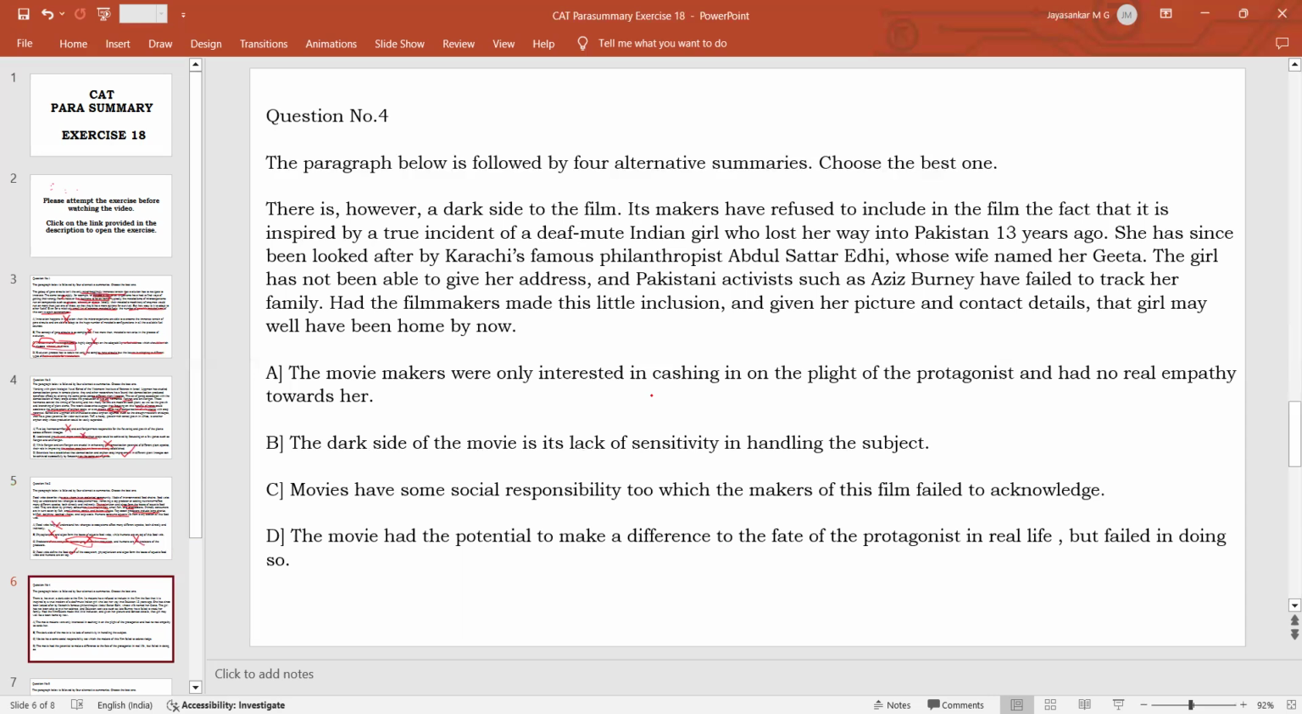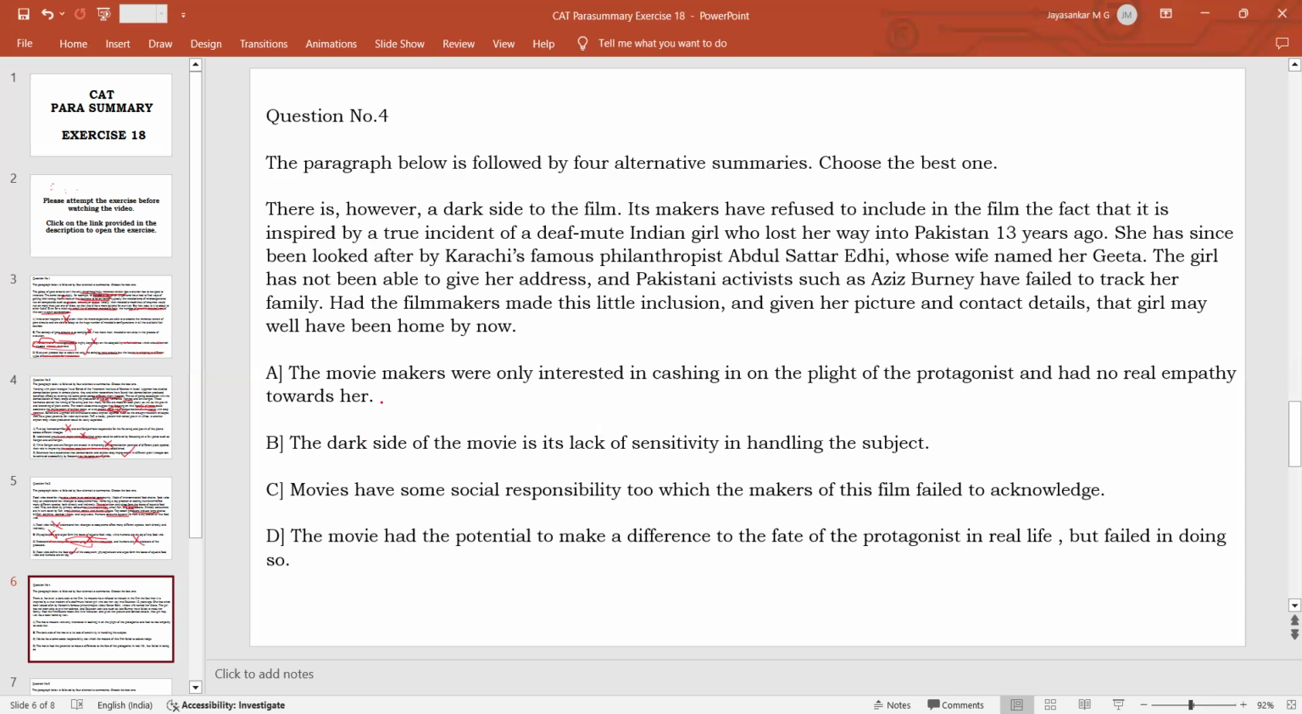But the passage says that the film has a dark side. Why does it have a dark side? Because the makers could have included the details regarding this particular girl in the movie, like the person to be contacted, her photo, her contact details, etc. If it had been published in the movie, some people in India who might have seen the movie would be able to identify her and then contact the people in Pakistan, and they would be able to bring her back to her family. So that was not done by the filmmakers. As a result, the girl is still living with the Pakistani family. So this is the problem with the film. So that is the passage.